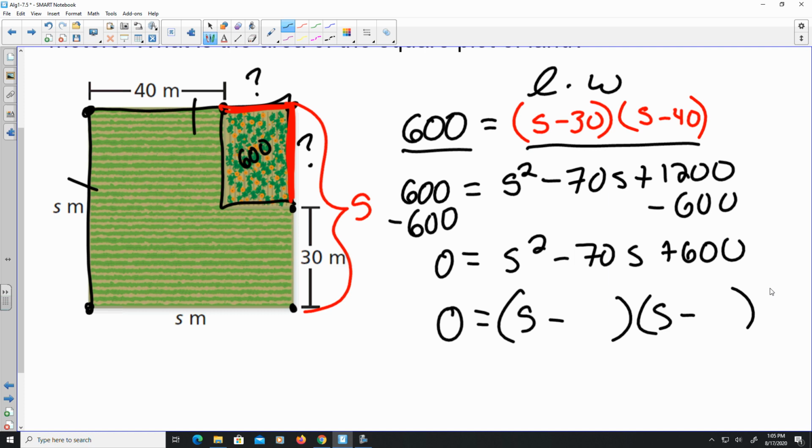And I need to figure out two values that give me a product of 600 and a sum of 70. Now, think it over. If you need more time, please pause it, but I'm going to go on. The two values are 60 and 10, because 60 times 10 is 600, and 60 plus 10 is 70. Finally, you have to implement the zero product property.